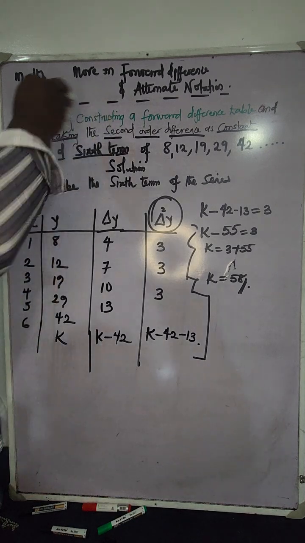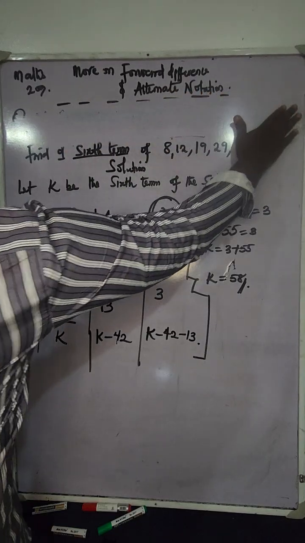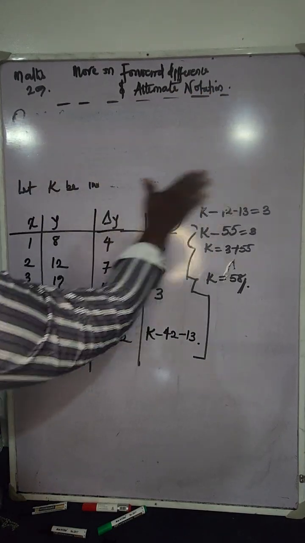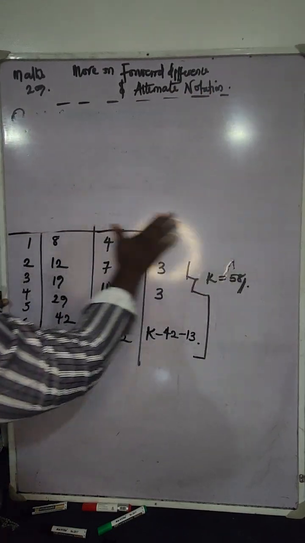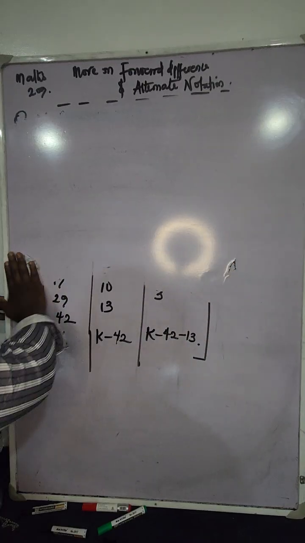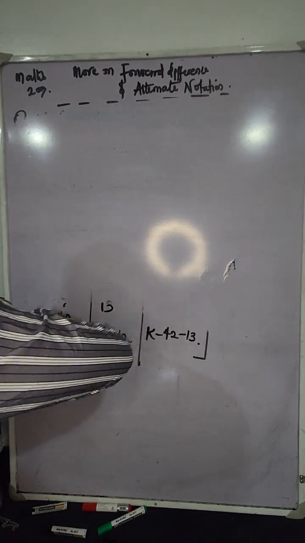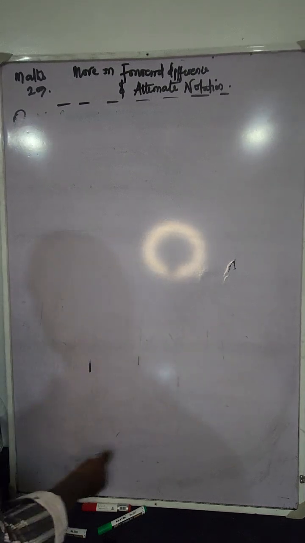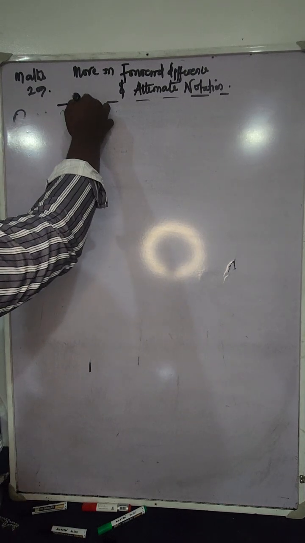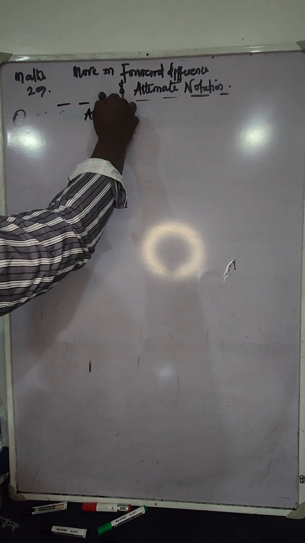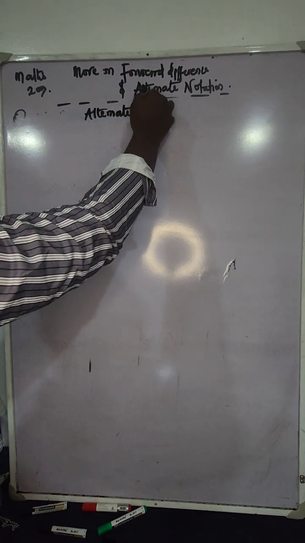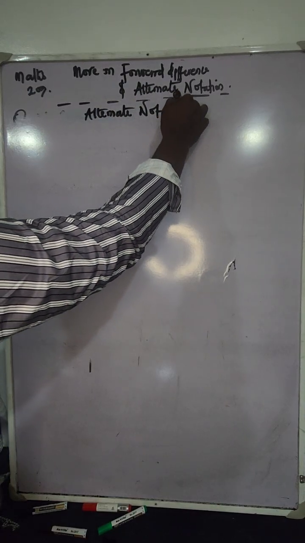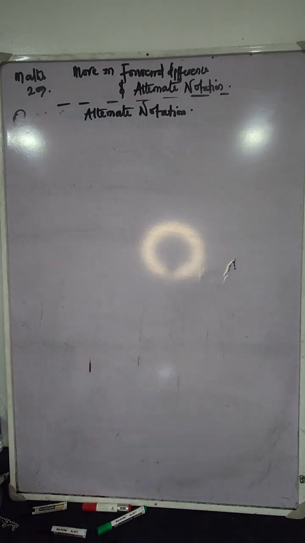And so from here we have no other option than to move to what is called the alternate notations. The alternate notations. Is that correct? All right. So what can we say about the alternate notation?